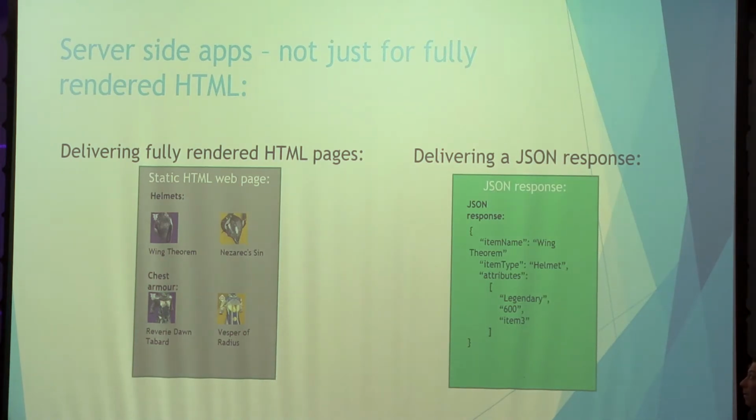So server-side applications are great for two things. They're great for delivering a fully rendered HTML page, but they're also great for delivering a JSON response. First of all, you don't necessarily have to deliver a fully rendered page. You can have a JavaScript front end handle the rendering, which is a lot more flexible than trying to do it server-side. And second of all, you can send out part of the page and then update other aspects of it with an API, with the JSON API.